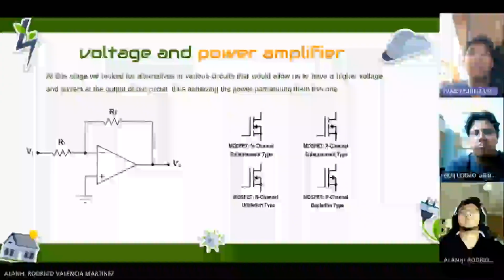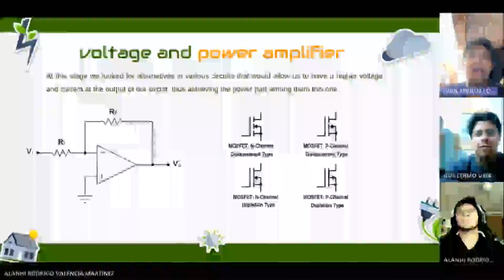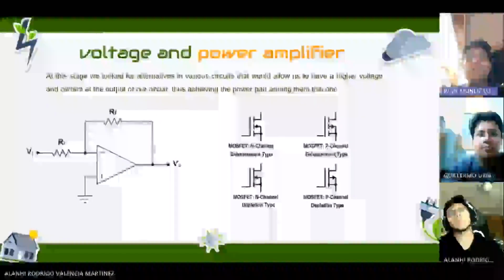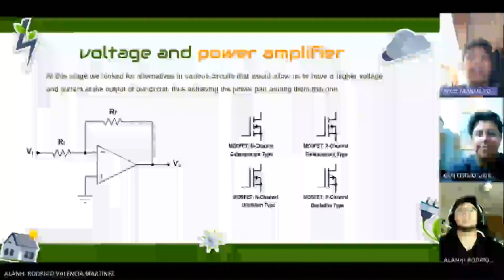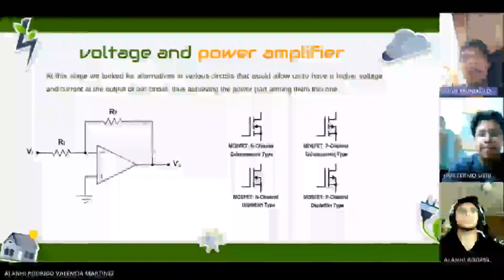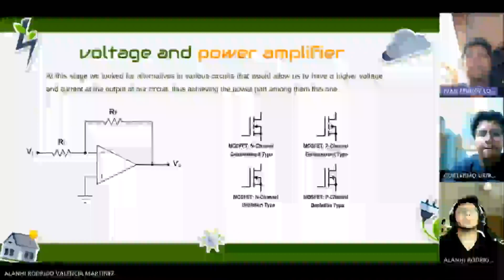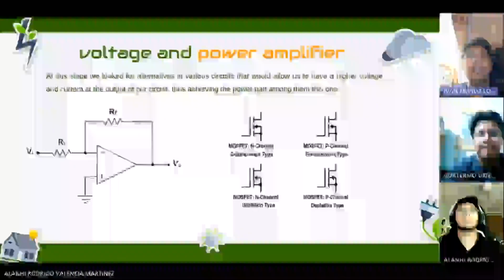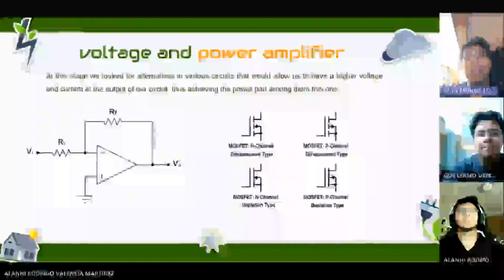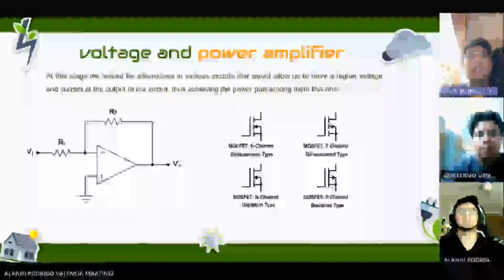Finally, this kind of circuit makes it so that at the output of the amplifier an amplified signal is obtained, and at the same time it is inverted compared to the input signal.